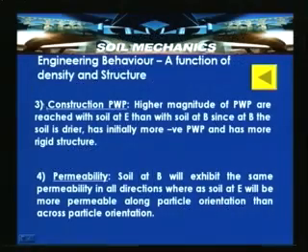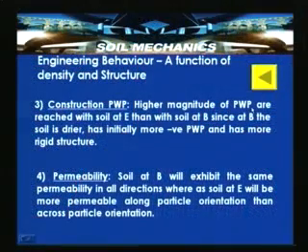And the second one is another parameter which we have forgotten: the construction pore water pressures. Higher magnitudes of pore water pressure are reached with soil at E than with soil at B, since at B the soil is still drier and has initially more negative pore water pressure. So the more negative the pore water pressure, the construction pore water pressures will first try to neutralize it and then try to increase above that.